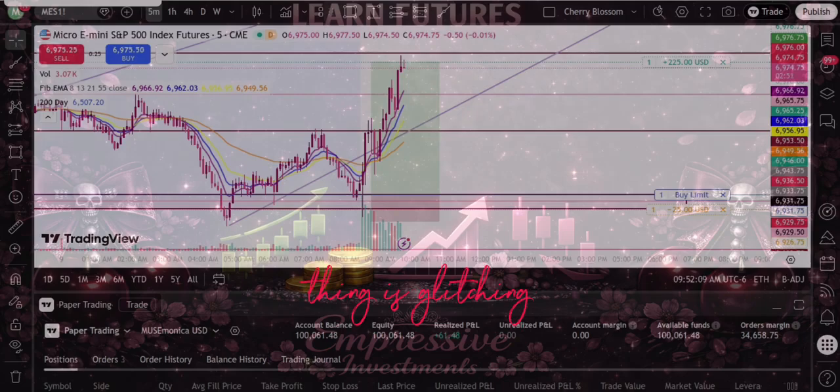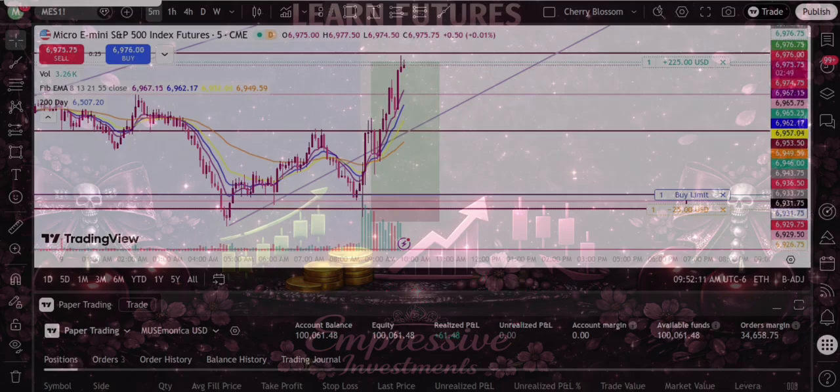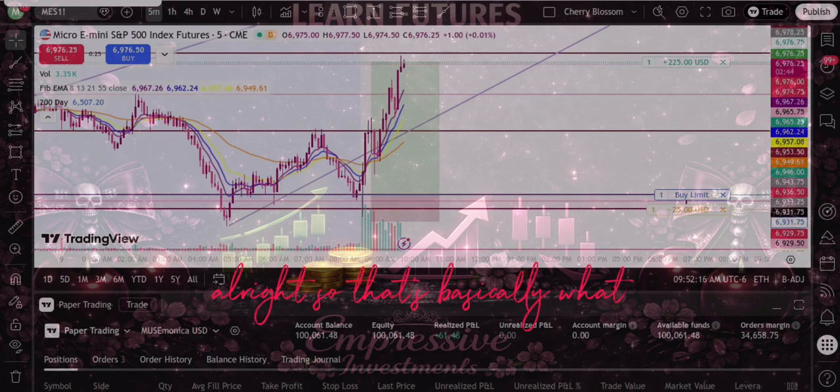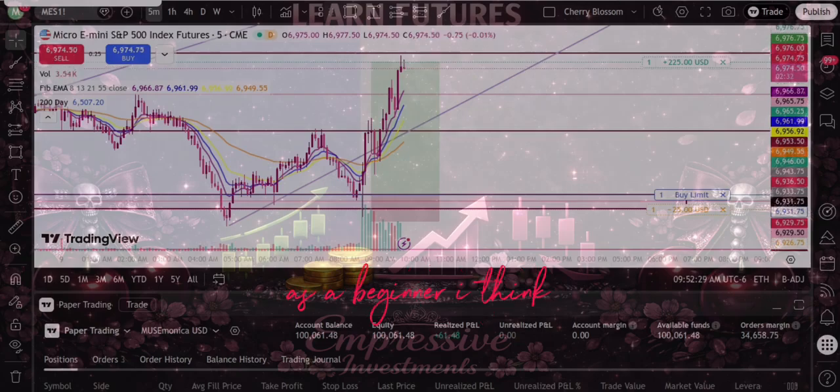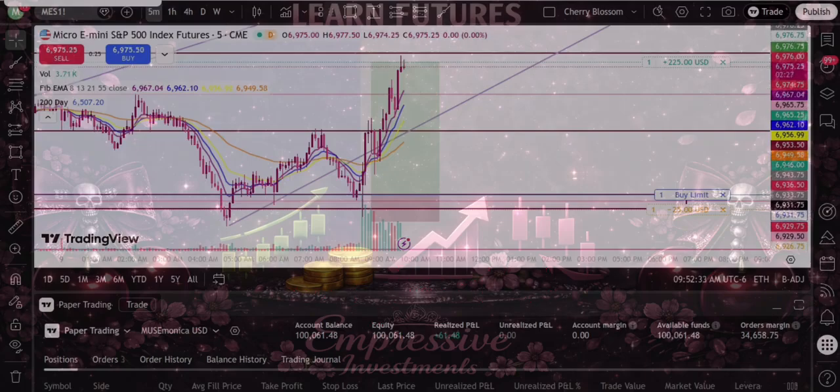Come on, my thing is glitching. All right, so that's basically what I'm trying to talk about, the need for an initial margin as well as having the account balance. As a beginner, I think we make a lot of mistakes in blowing our account or blowing money because we don't understand the margins. I didn't even know margin was a requirement for futures.